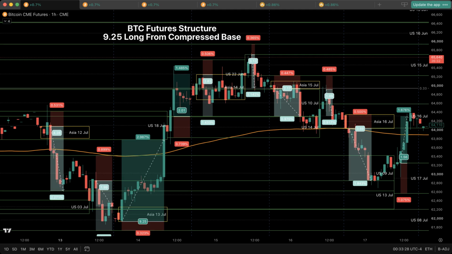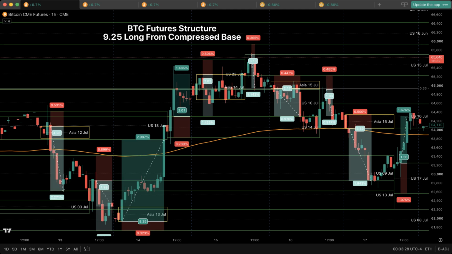But the split does not create the edge. The edge comes from the compressed base holding. The edge comes from the stop protecting the parent US box. The edge comes from old US memory giving huge target distance.